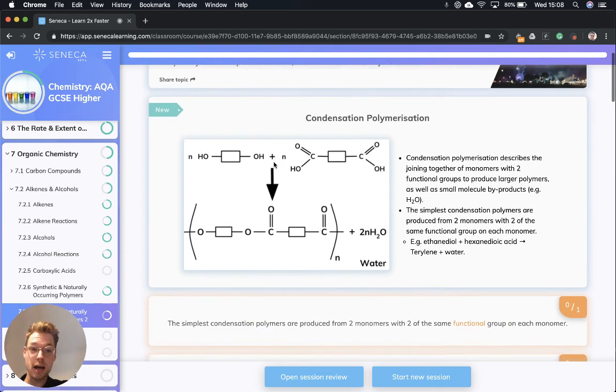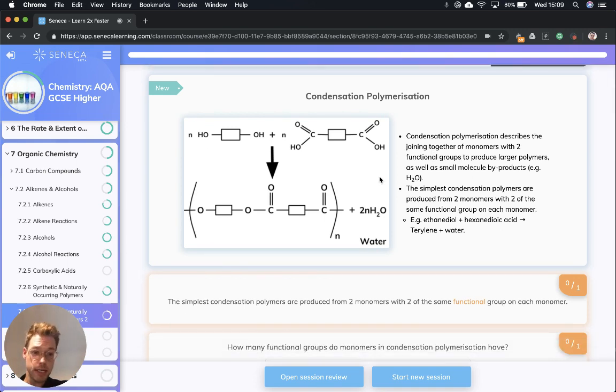So let's start with condensation polymerization. What is that? It basically describes the joining together of two monomers that have two functional groups to produce larger polymers, as well as small molecule byproducts, such as water. In the last episode, we talked about addition polymerization, which doesn't produce any additional products. That's a really important difference between these two types of polymerization. So make sure that's really, really clear in your head.